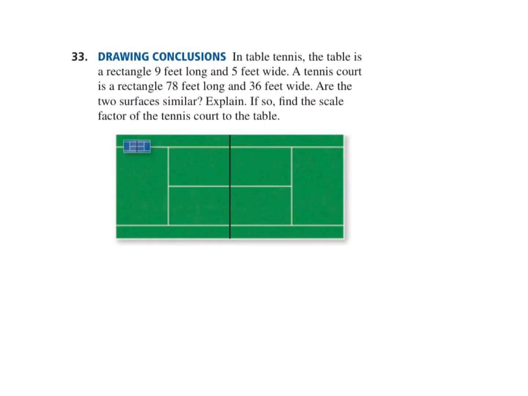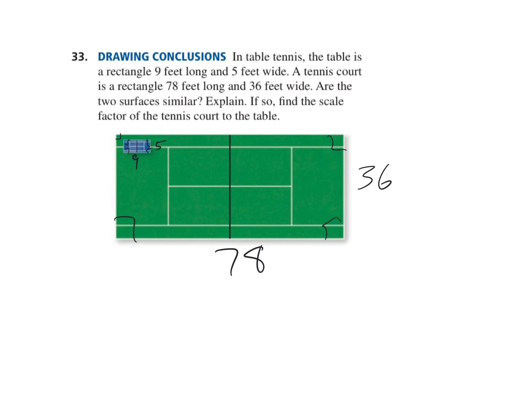In table tennis, the table is a rectangle 9 feet long and 5 feet wide. A tennis court, 9 and 5. So let me erase the junk I just wrote. And a tennis court is a rectangle 78 feet long and 36 feet wide. Are the two surfaces similar? Well, first of all, everything is at 90 degrees, so these are rectangles for sure, so their angles are the same.